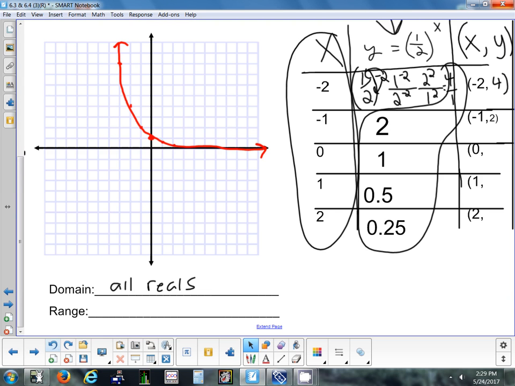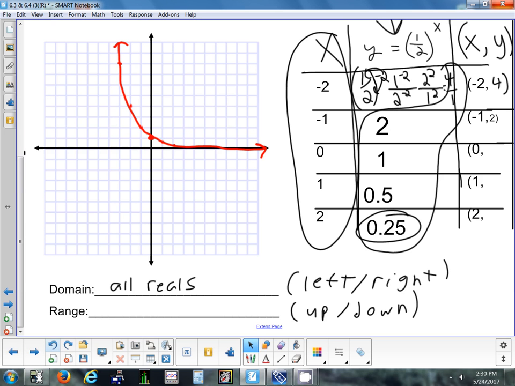Now, how about up to down? That's the range. Okay, so think of this as left to right. Does this graph go up forever? Yes, it does go up forever. Does this graph go down forever? No, it kind of levels out. And it levels out at what number? It levels out at 0. So it goes up forever, but it levels out at 0.